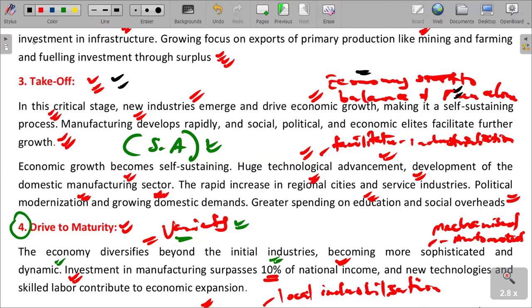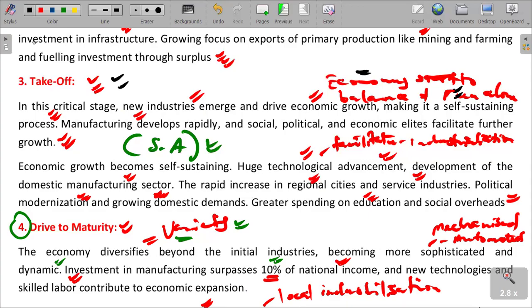So in this case, we have also got huge technological advancement, which facilitates industrialization. Technological advancement promotes industrialization and then development of the domestic manufacturing sector. So in other words, at stage three, the takeoff of the country does not depend mostly on importation, but they focus on the development of their own industries in order to promote local businesses. So there is a rapid increase in regional cities as well as service industries within a country.